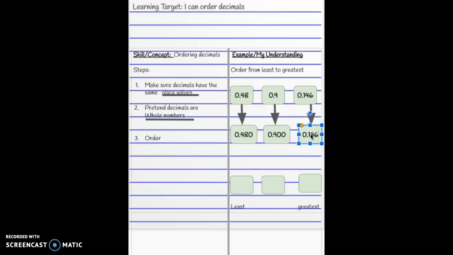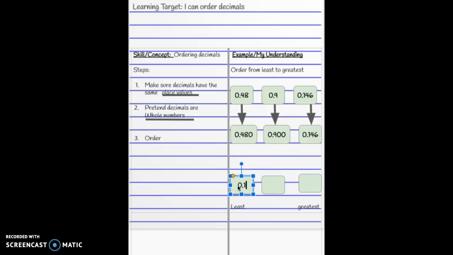So now I'm going to go ahead and I'm going to ignore the 0 in the first place. I'm going to look at my numbers and just pretend that they're whole numbers. So I'm going to pretend that this is 480, I'm going to pretend that this is 900, and I'm going to pretend that this is 146. And so I'm going to look and see which one would be the smallest. And 146 would be the smallest when looking at 480 and 900.